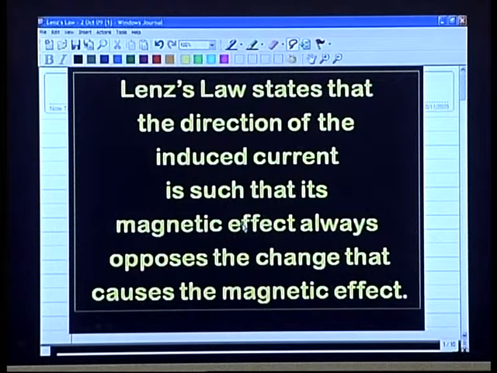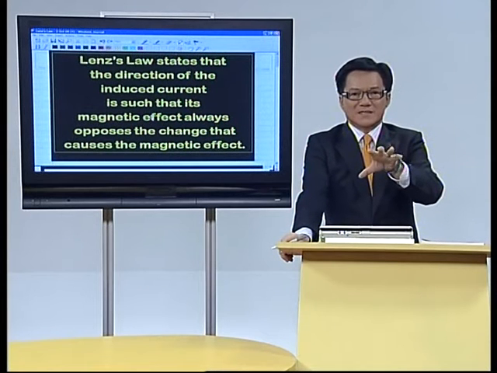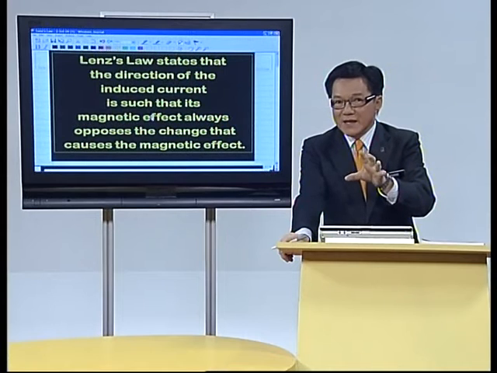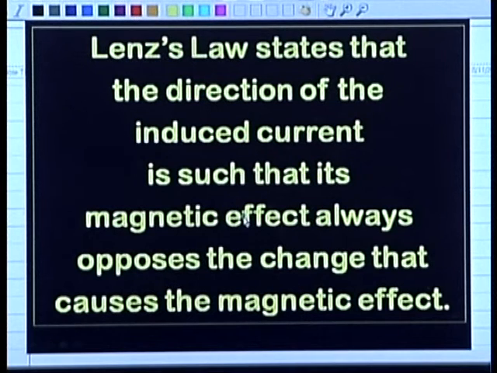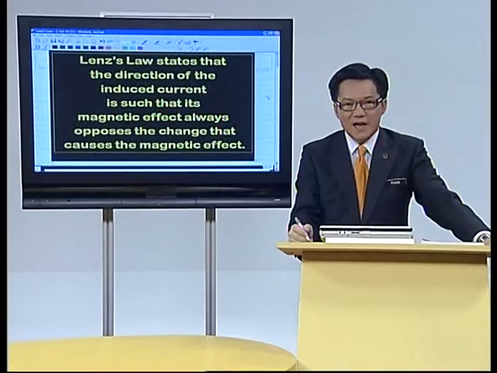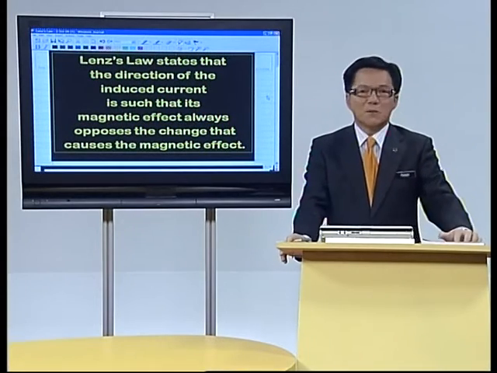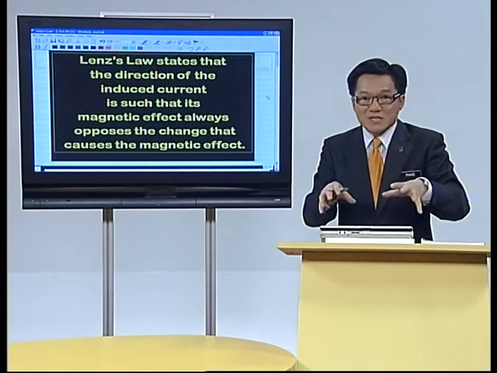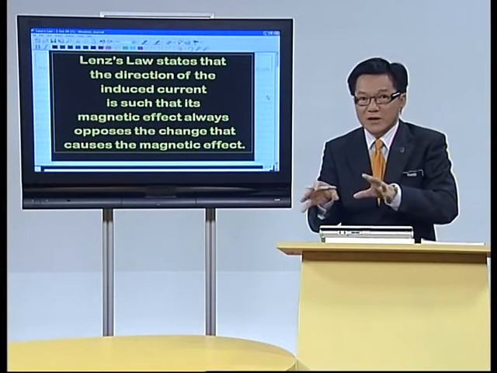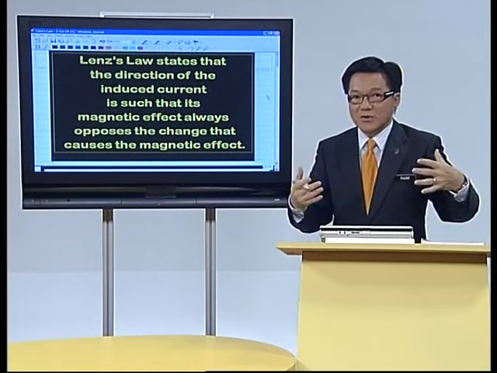Now, whether you like it or not, we need to read this statement again, and then I'm going to explain it as I go through with you how to get the answer. Lenz's law states that the direction of the induced current is such that its magnetic effect always opposes the change that causes the magnetic effect. I know every student tells me, Uncle Pang, how to understand a statement like this? So I'm going to explain this statement to you by looking at this question and explaining how to get the answers.